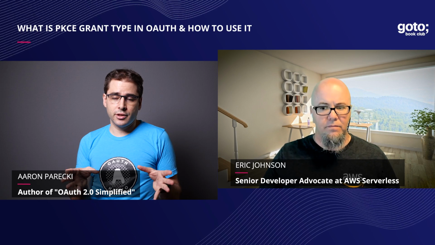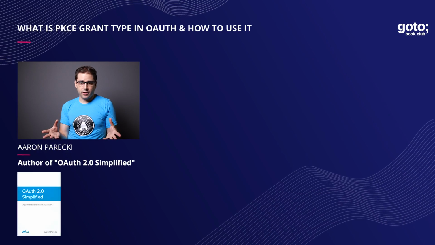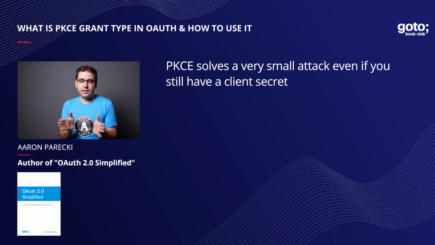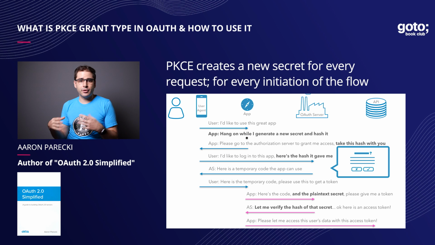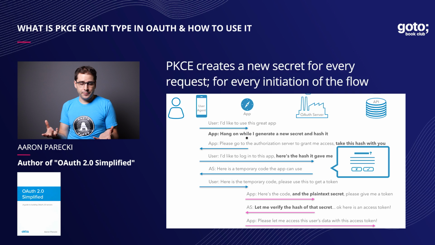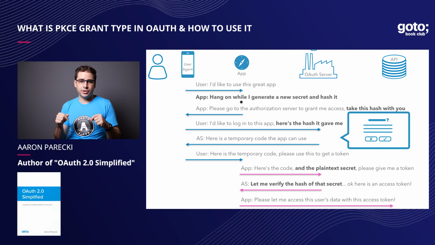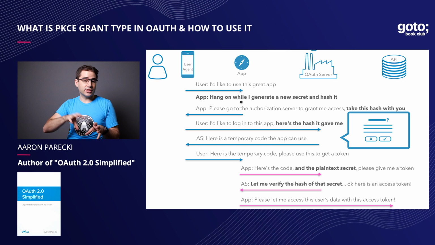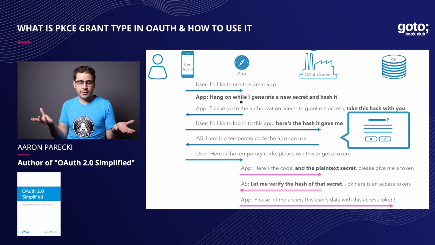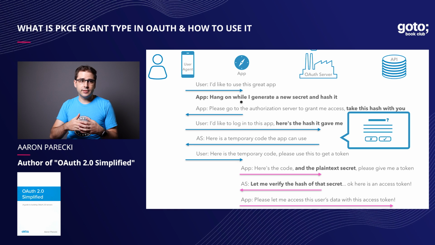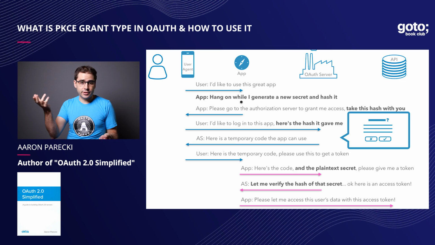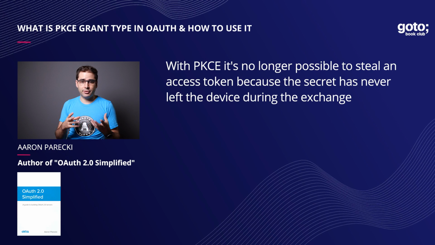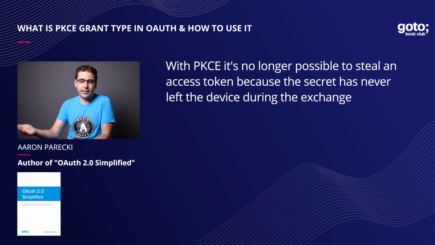The authorization code flow with the client secret is mostly secure, although it turns out PKCE actually solves a very small attack, even if you have a client secret. What PKCE does is basically create a new secret for every request, for every initiation of the flow. When the app goes to start the flow, it first creates a new secret for that particular exchange. It uses that secret to calculate a hash that's sent out publicly, but then it has to use that secret when it exchanges the authorization code. So effectively, without a client secret, the authorization code returned in that response could be used to get an access token, and an attacker could steal that. With PKCE, it's no longer possible to steal it because the secret has never left the device during that whole exchange until it's actually used to get the access token.